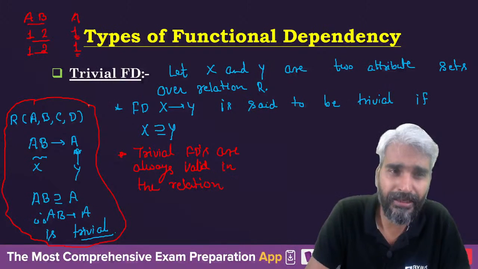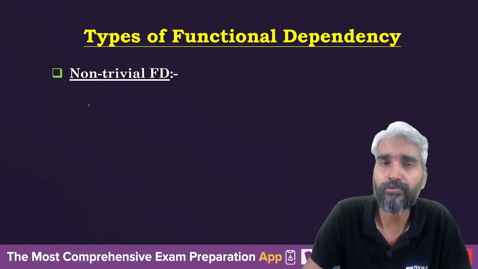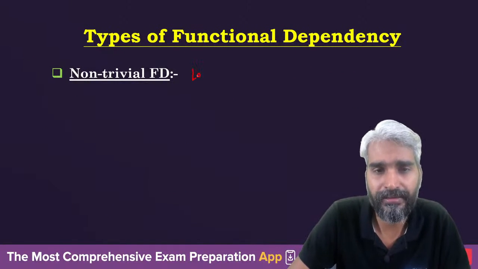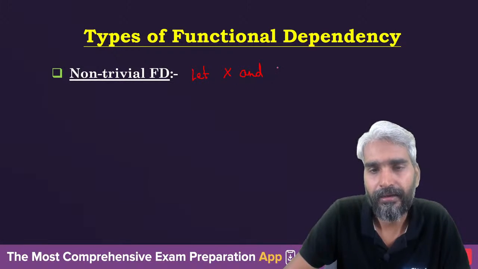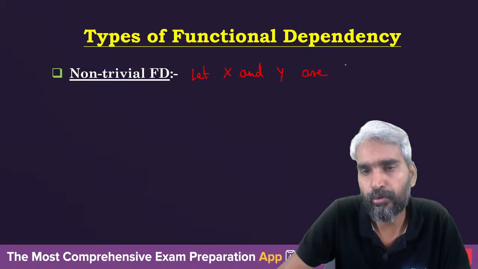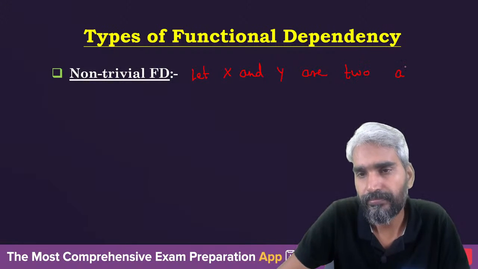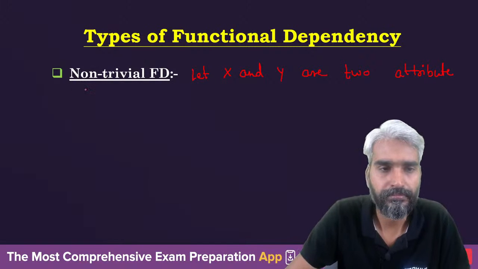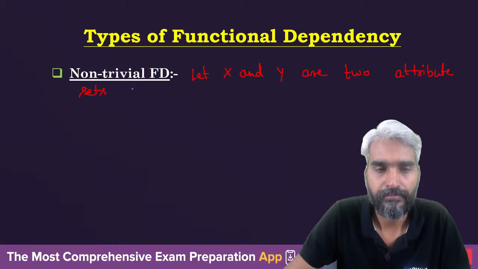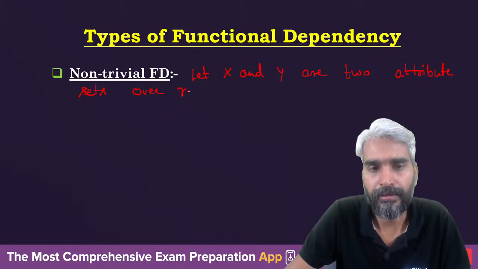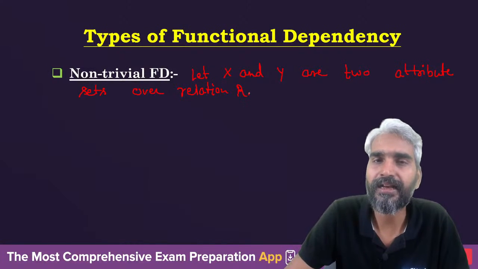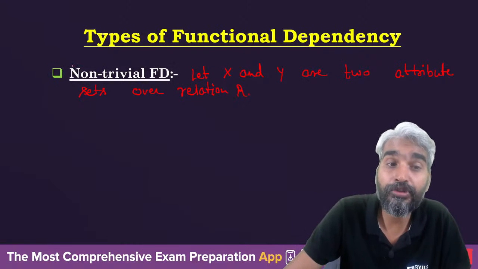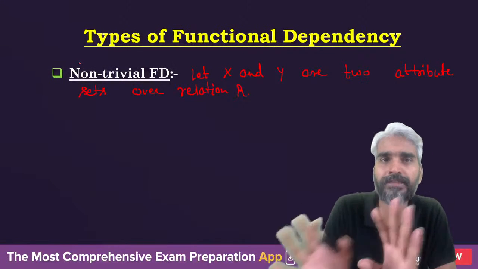Now let's move to the non-trivial FD. Let's look at this. Let X and Y be two attribute sets over relation R. So we have two attribute sets X and Y. We want this to be non-trivial, so something useful must be given by this.